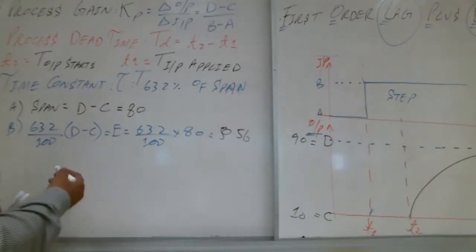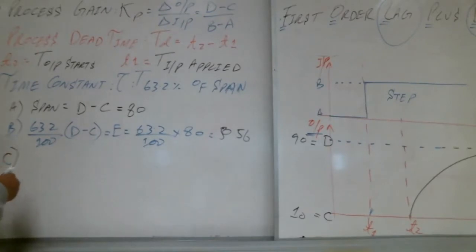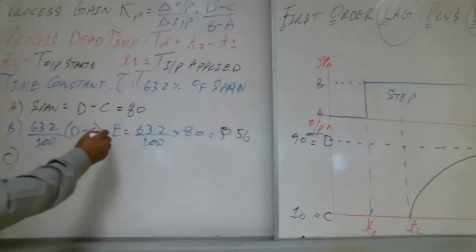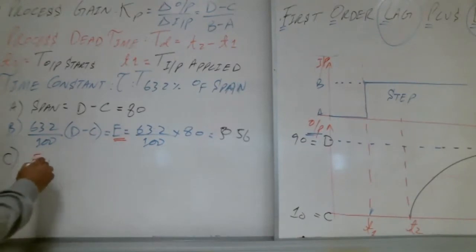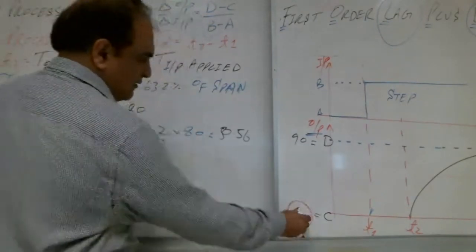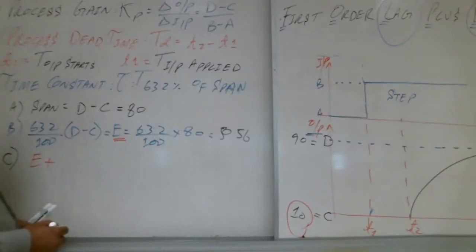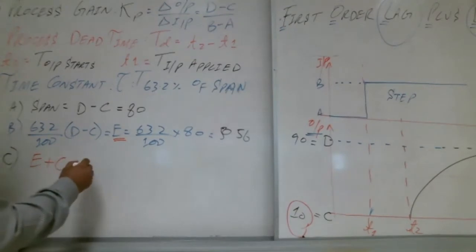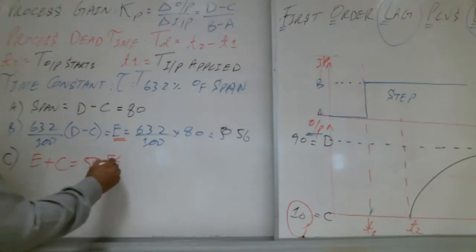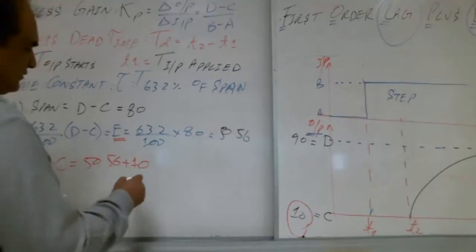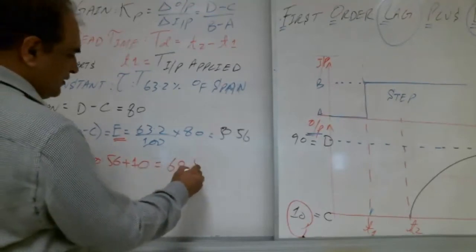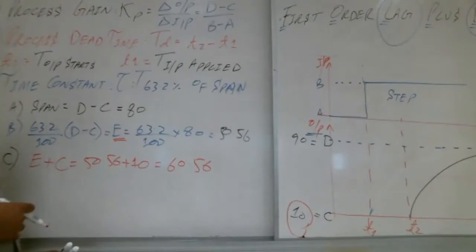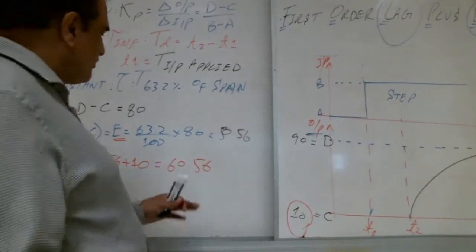Right, Shabab? Okay, step 3. What is step 3, Shabab? Add the initial value. What is the initial value here? 10. So E is 50.56 plus 10. How much? 60.56. Right, Shabab? Everybody with me? That's good. Lot of brothers are writing yes.